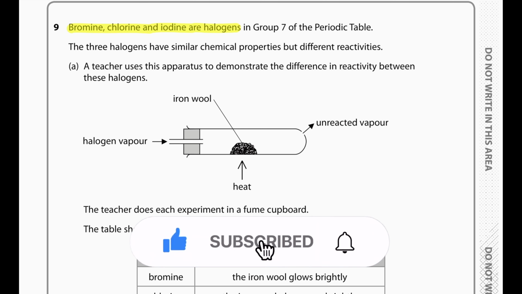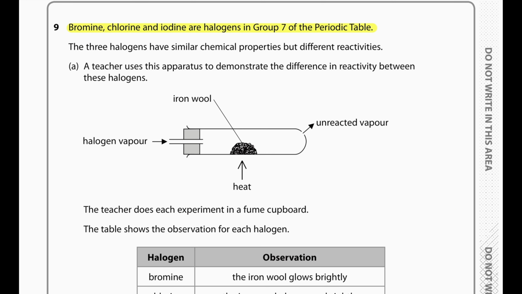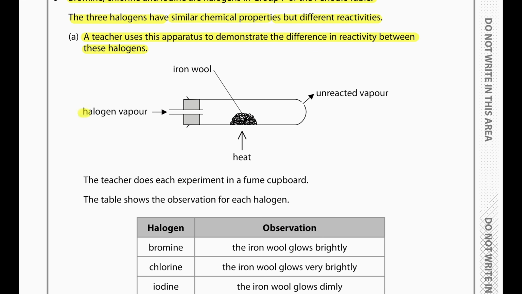Bromine, chlorine, and iodine are halogens in group 7 of the periodic table. The 3 halogens have similar chemical properties but different reactivities. A teacher uses this apparatus to demonstrate the difference in reactivity between these halogens. We can see the halogen vapor that is passed. We have iron wool, heat source, and unreacted vapor getting out.